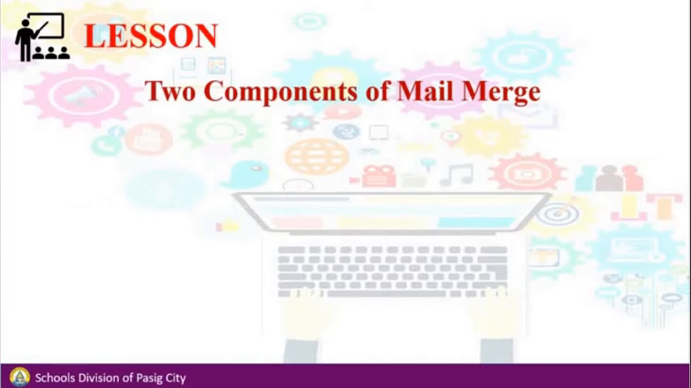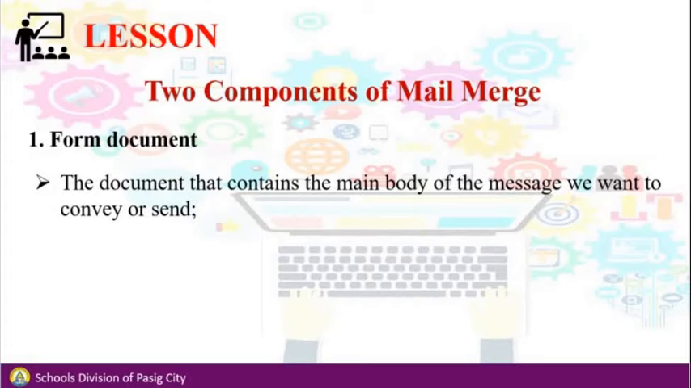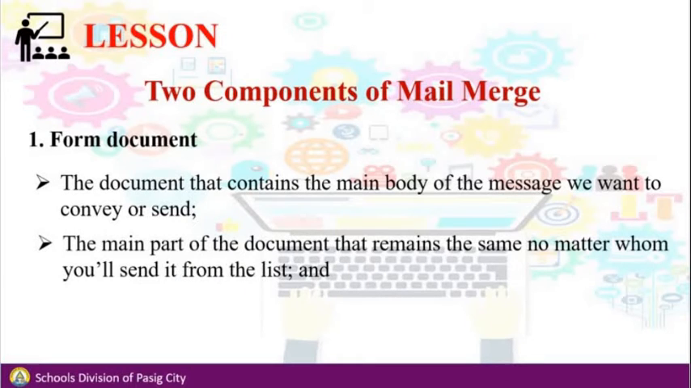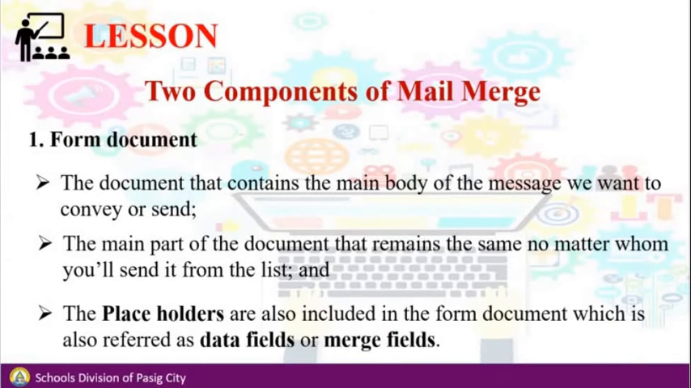Let's start first with the discussion about the components of mail merge. There are actually 2. First one, form document. The document that contains the main body of the message we want to convey or send. The main part of the document that remains the same no matter whom you'll send it to from the list. And the placeholders are also contained in the form document, which are also referred to as data fields or merge fields.